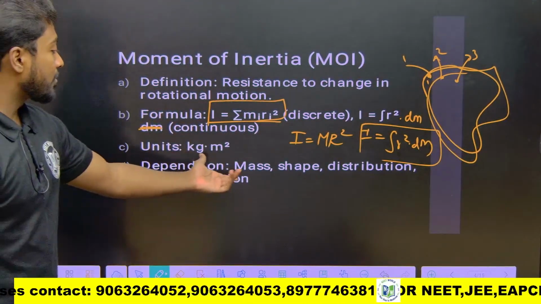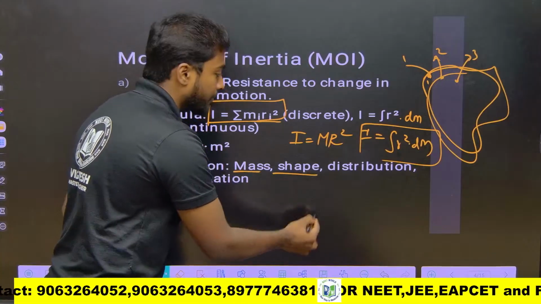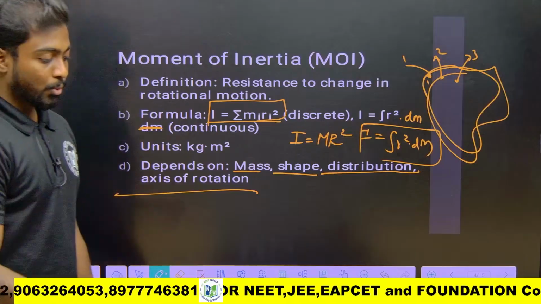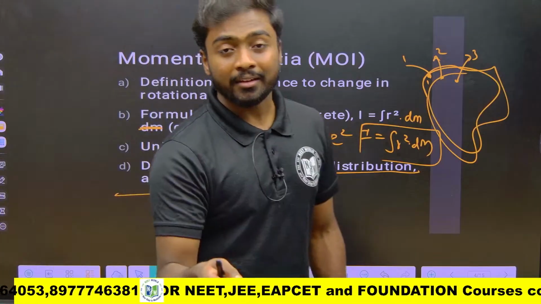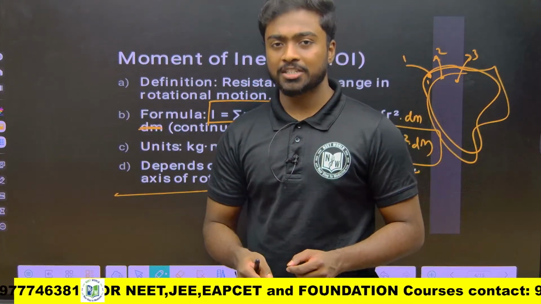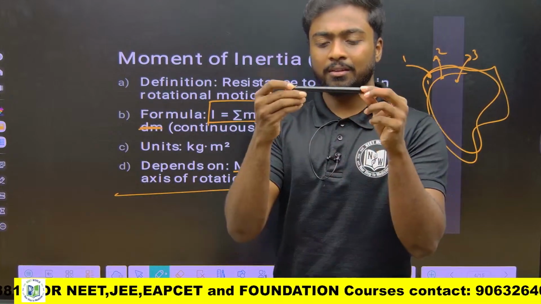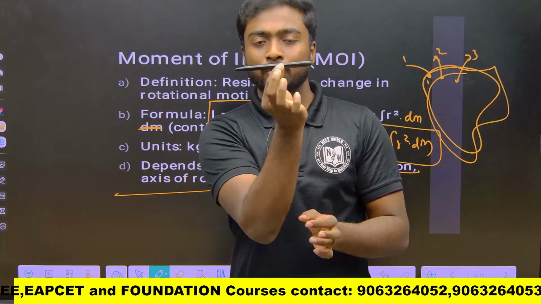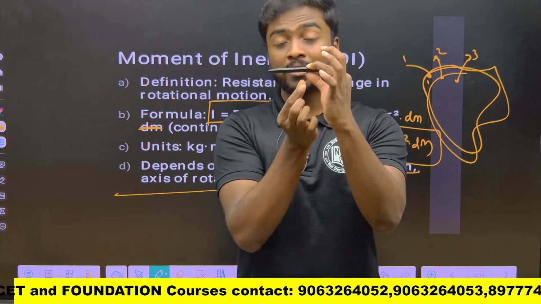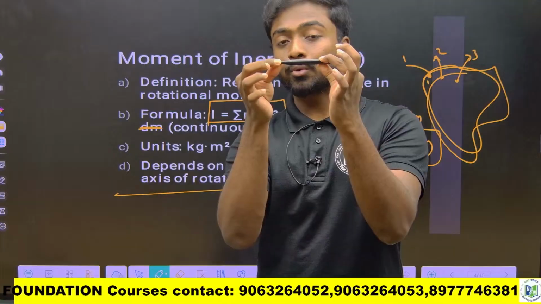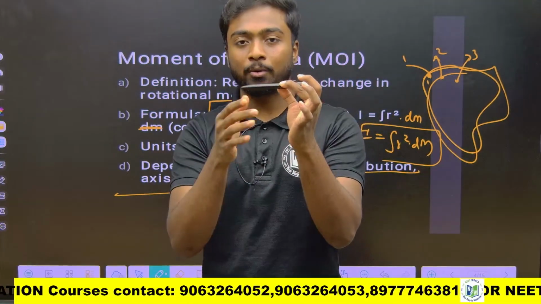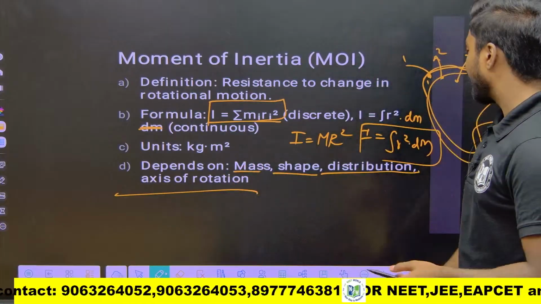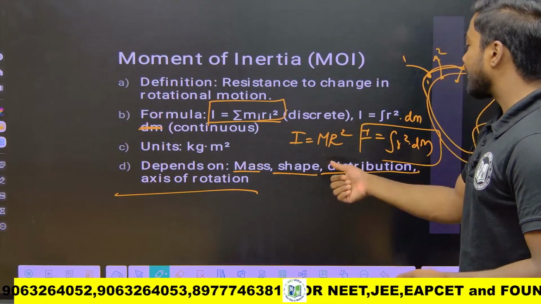Yeah, it depends on mass, shape and distribution, and axis of rotation. So from which axis I am considering to find the moment of inertia. See, suppose if I consider this is the pen, or a cylinder I will consider. If I consider the center point, the moment of inertia will change when I compare to the edge or this point. So that's what they are saying, it depends on axis of rotation, mass, shape and distribution.